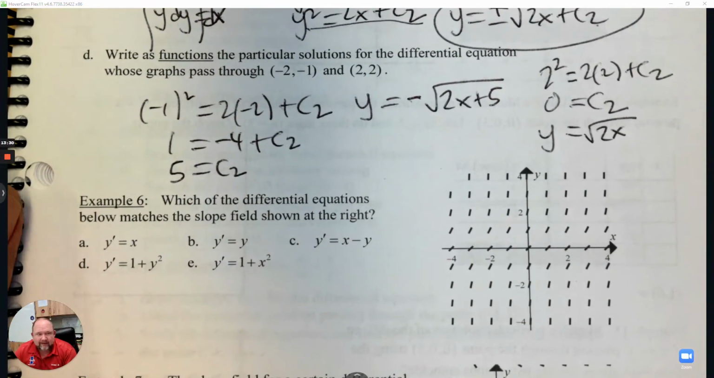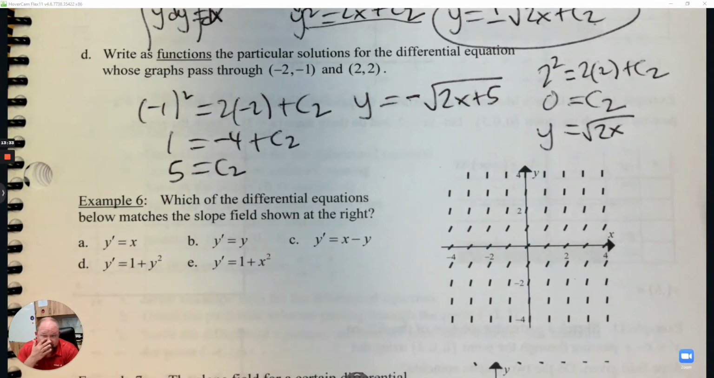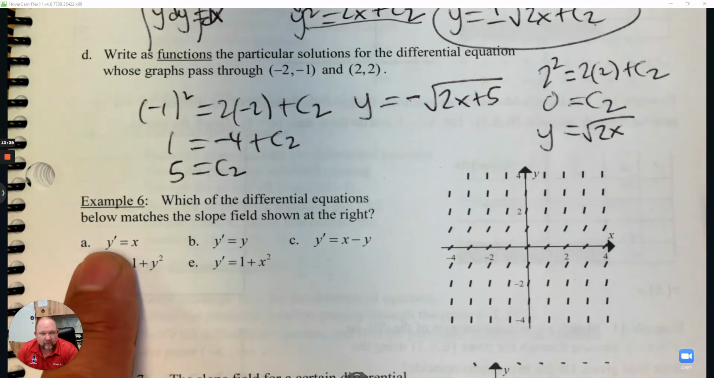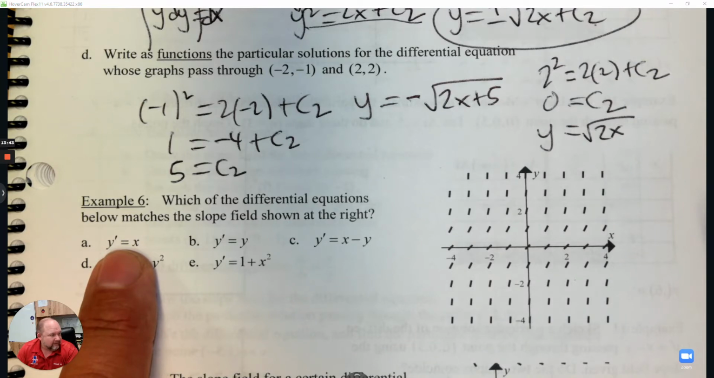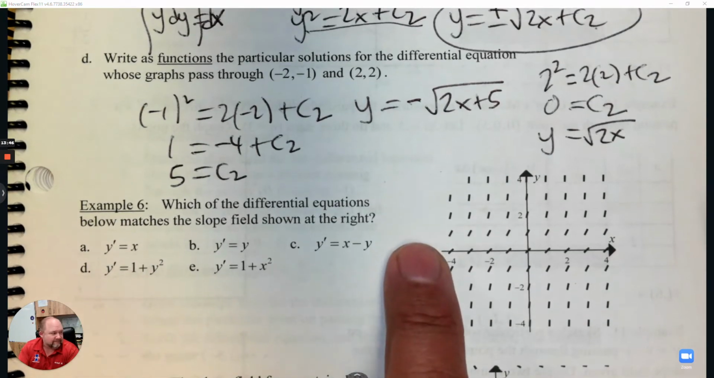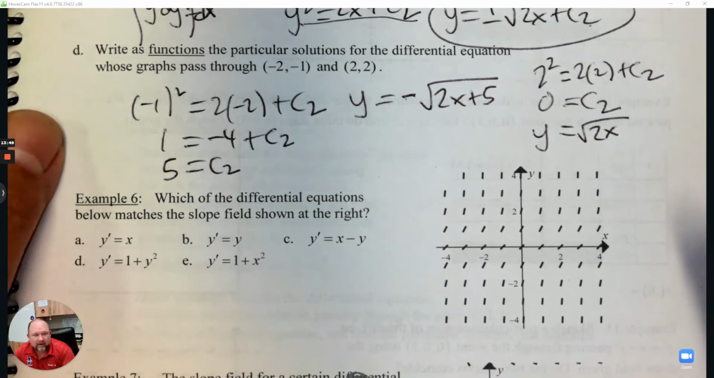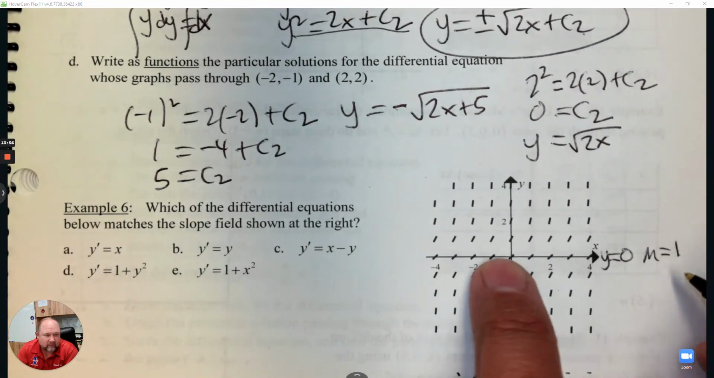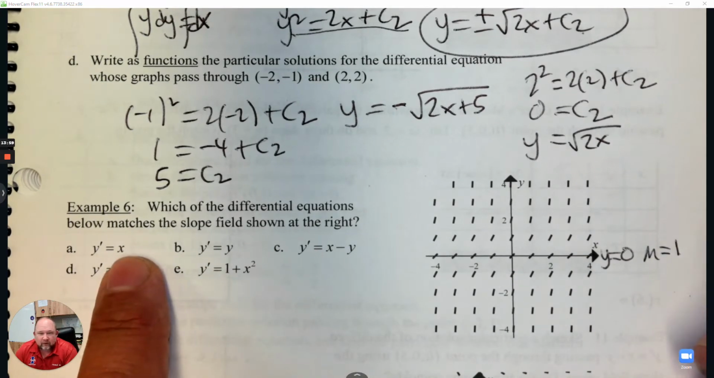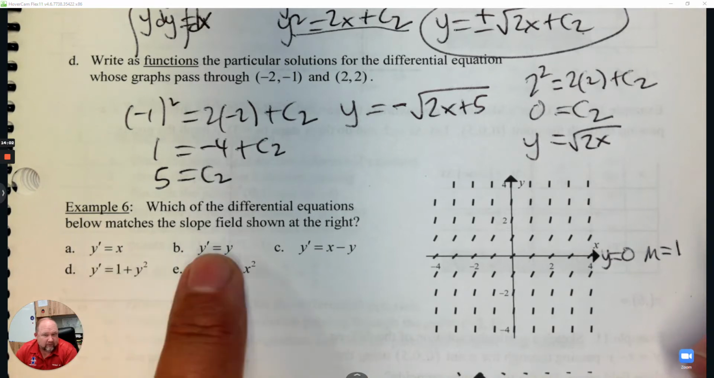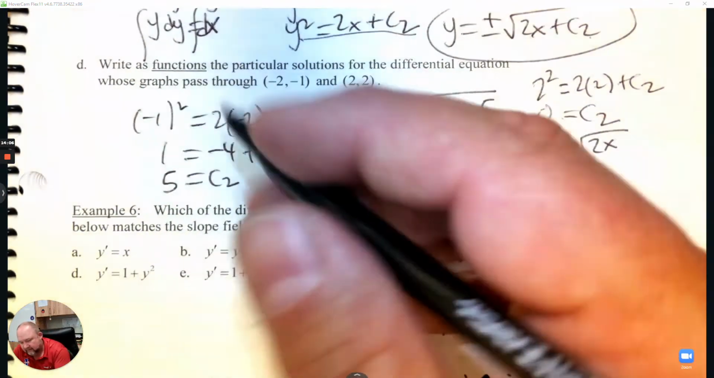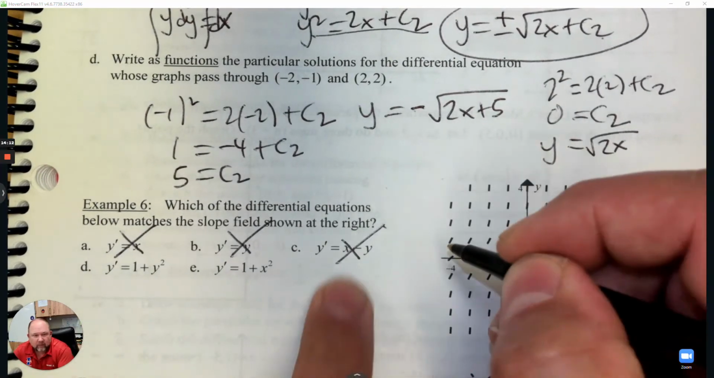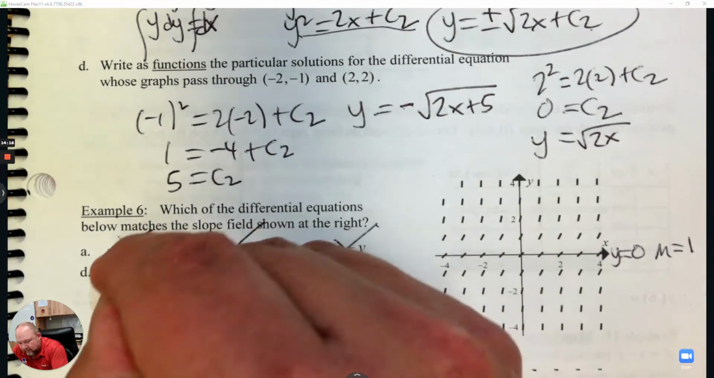All right, next example. If you have a slope field, can you match it up to the derivative equation? So which of these equations below matches the slope field shown at the right? And so is the derivative just x and so on? And so it's helpful to understand that when y equals 0, the slope appears to be 1. So at y equals 0, the slope is 1. So when y is 0, the slope is 1. So this is definitely not right. The slope is the x value, which changes. The y at 0 would be x. This one, if y is 0, the slope is 1.